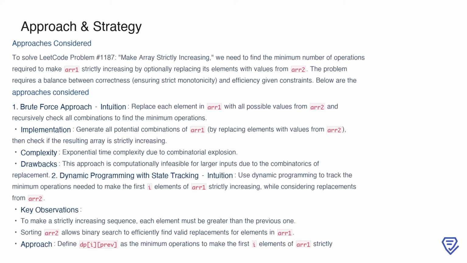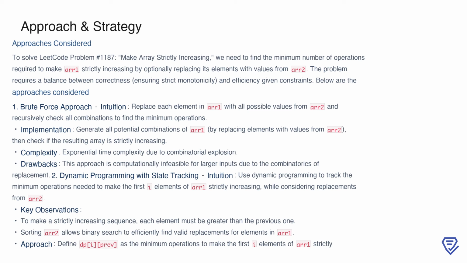While this ensures all possibilities are explored, it has exponential time complexity due to the sheer number of combinations, making it computationally infeasible for larger input sizes. The second approach, and the one we ultimately choose, is dynamic programming with state tracking. This method focuses on efficiently tracking the minimum operations required to make the first i elements of arr1 strictly increasing.